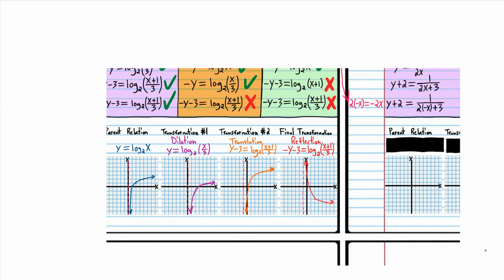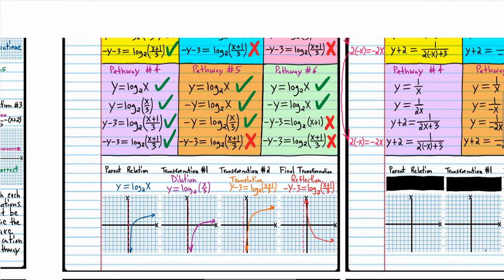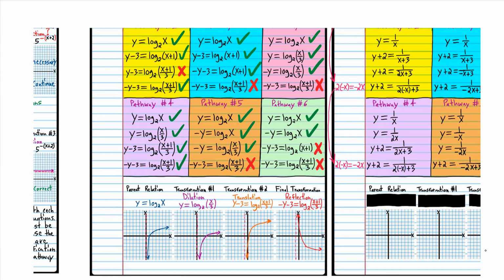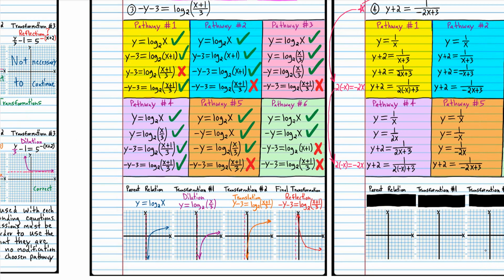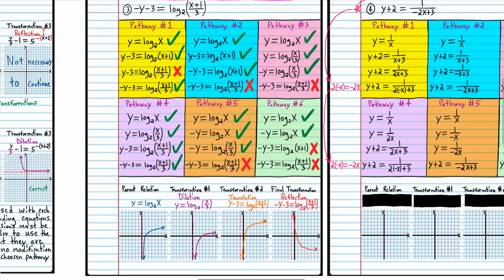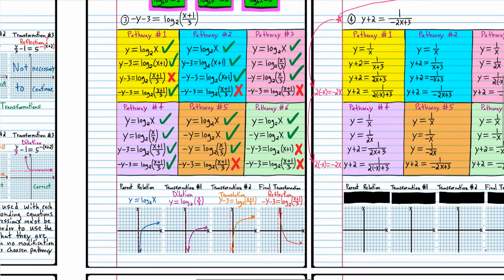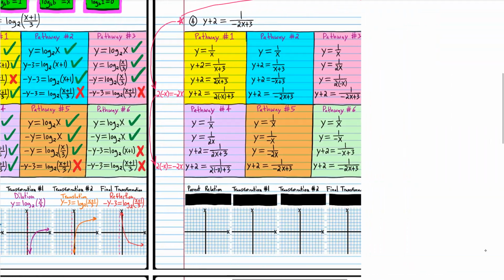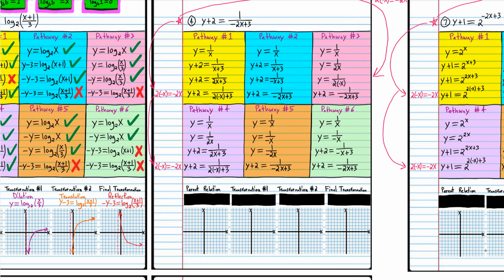So we're doing the same thing we did in the previous class. The difference is we're learning how to choose the proper pathway. Do you dilate first? Do you translate first? Do you reflect first? So on and so forth. Okay, so let's try one more of these before you try one on your own.